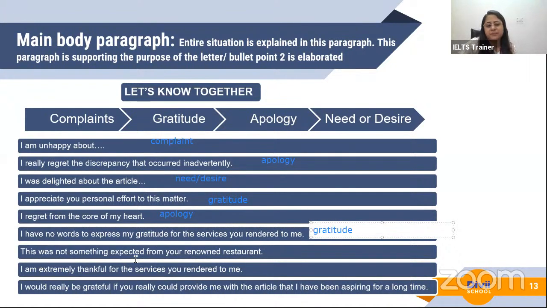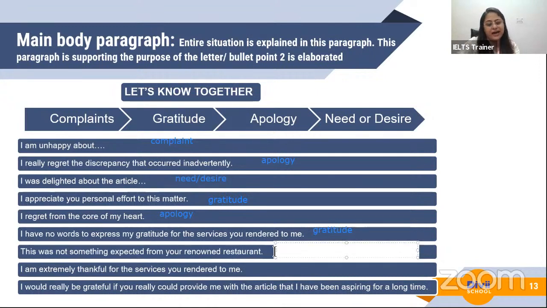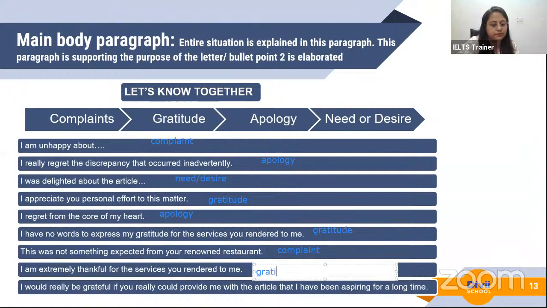Okay, "This was not something expected from your renowned restaurant." It is a complaint letter. You really feel that the services which had been provided were not expected from them. Obviously, it is going to come into the category of complaint letter. And then, "I'm extremely thankful for the services you rendered to me." Again, thankfulness comes over here, so you will be writing it as gratitude. So these are the different letters and different sentences.